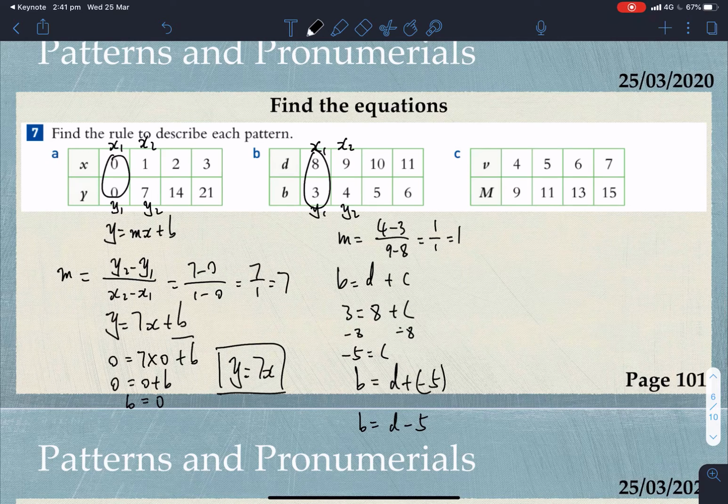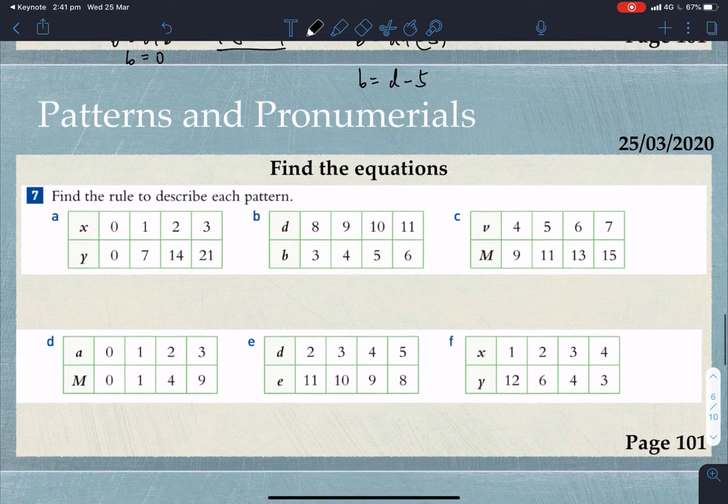Next bit, I'm just going to write the equation now. Okay. M is... I think that will be the equation. If I'm wrong, comment below. Okay, that should be 2 times 4 is 8 plus 1 is 9. Sorry.